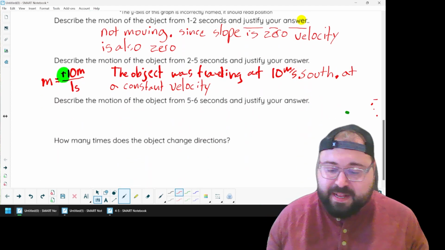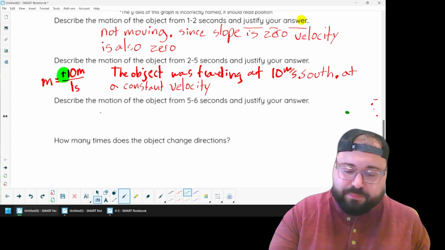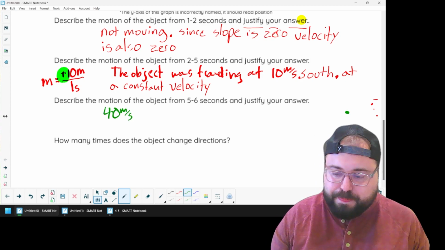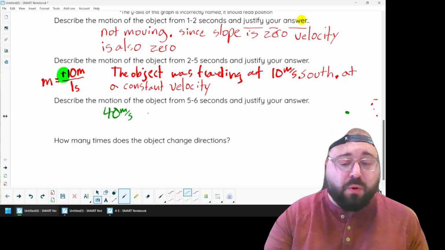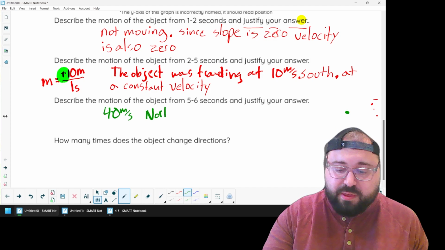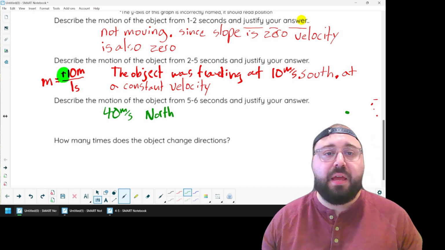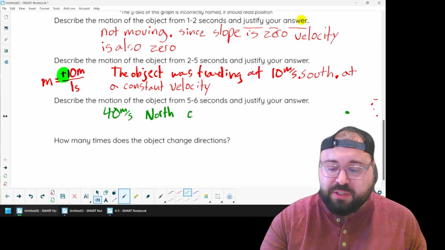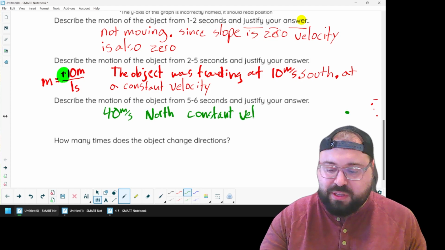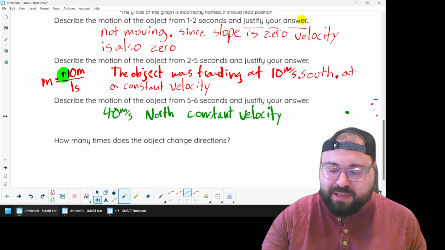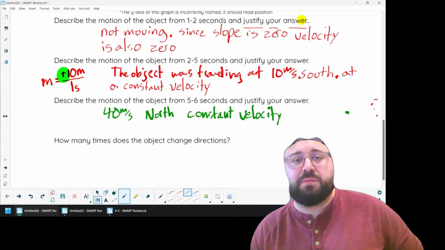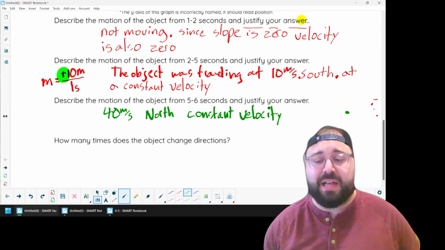So we would say the object is traveling 40 meters per second, right? And it's a negative slope, so it's traveling north, okay? And also at a constant velocity, right? So those are the things that I'm answering the question with, and now I want to form that in a sentence. I would say, the object is traveling at 40 meters per second to the north at a constant velocity.